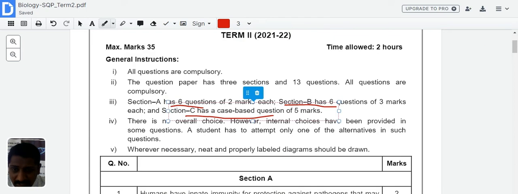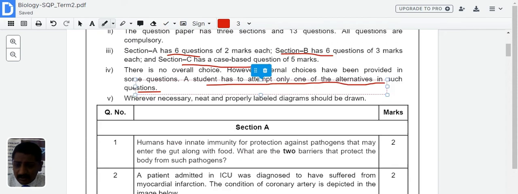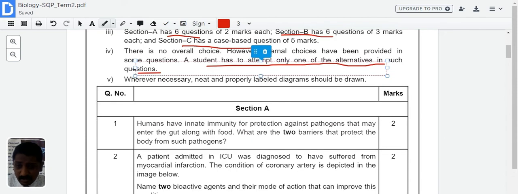In an internal choice, a student has to attempt any one of the alternatives in such questions. Wherever necessary, please children, in biology keywords are very important. Draw a neat and properly labeled diagram. If you're drawing a diagram, a title below the diagram is required. If you're putting in any table, a title above the table is required. Wherever possible, try to put in a flow chart. And the question paper is as follows.